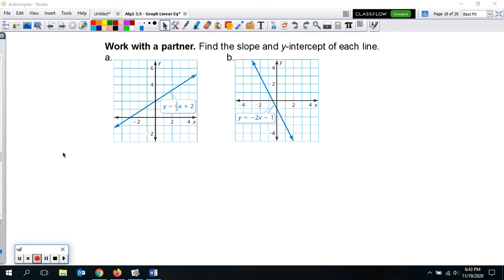Alright, so if you go back to page 79 in your notes, the very first page of the 3.5 notes, in exploration 2, you'll see these two, A and B. You're going to find the slope and y-intercept of each line. Go ahead and pause the video and write down the slope and y-intercept of each line, and then play it to make sure that you're correct.